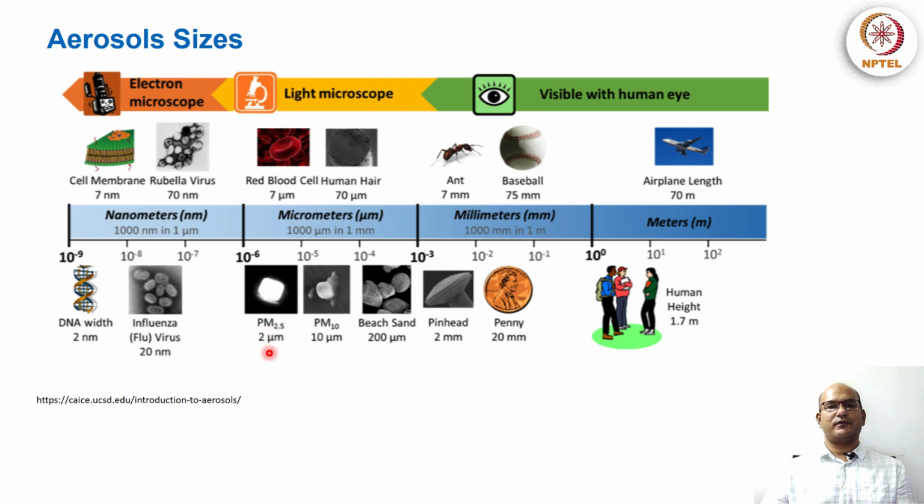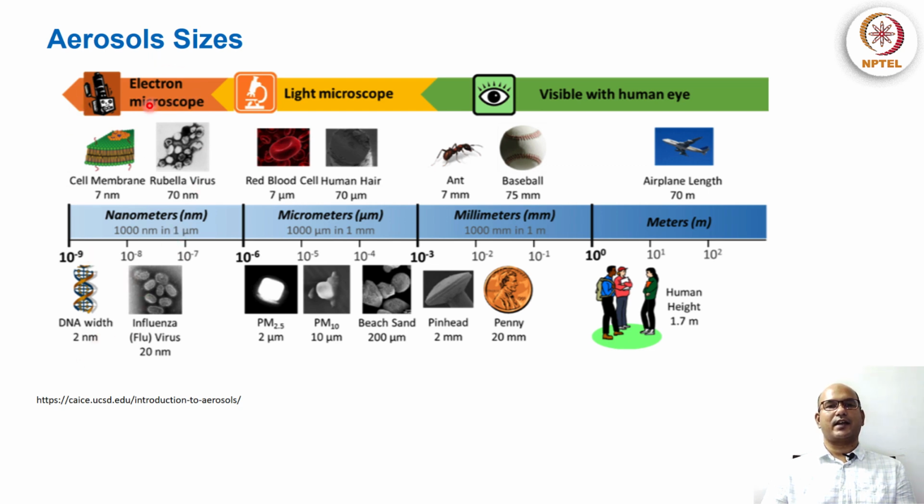PM 2.5 is around 2 to 2.5 micrometer, and in comparison the red blood cell is around 7 micrometer. So these things we can see through a light microscope. Now if we go lower than this, we are looking at nanometers, and now we can see viruses: rubella virus, which is 70 nm, and influenza virus, 20 nm. A cell membrane is 7 nanometers, so that's very thin. Our DNA strand would be around 2 nanometers.